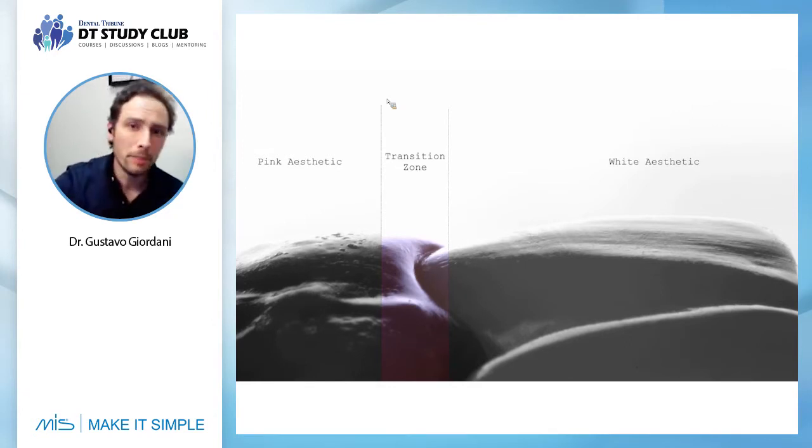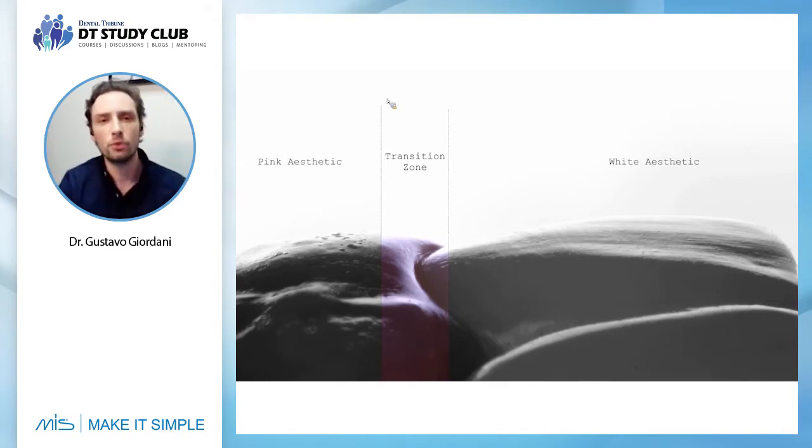But the pink aesthetics and the combination between the white aesthetics and the pink aesthetics, the transition zone, this is very important. And this is our responsibility. It's very important to have a very good and very healthy transition zone so we can have a good, long-term and stable restoration for our patient when we are talking about a single restoration on top of an implant.